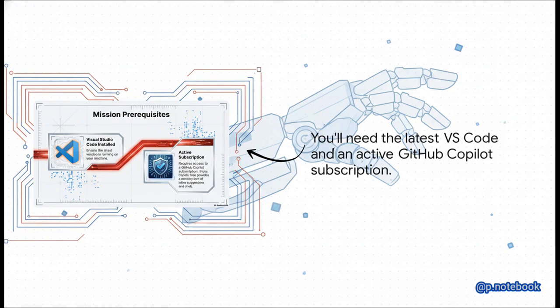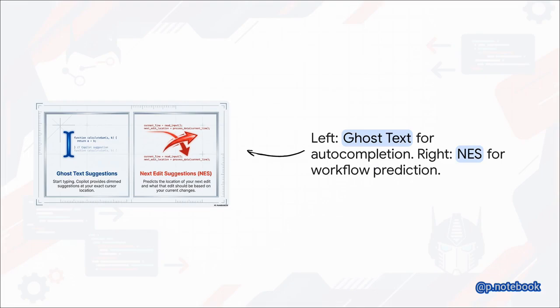Now, before we really get into the weeds, let's just cover what you'll need. To follow along with everything we're about to see, you just need 2 things: the latest and greatest version of Visual Studio Code, and of course, an active GitHub Copilot subscription. That's it. Simple enough, right? Let's get started.